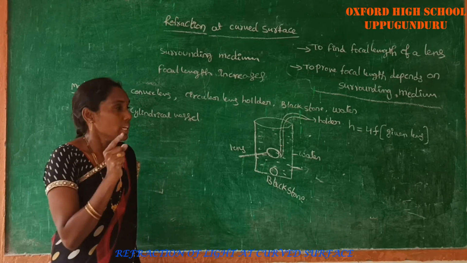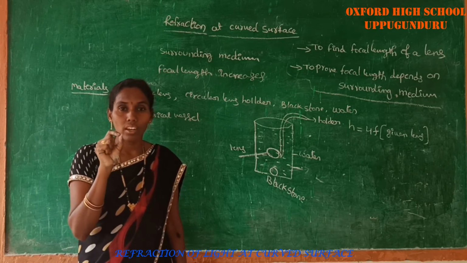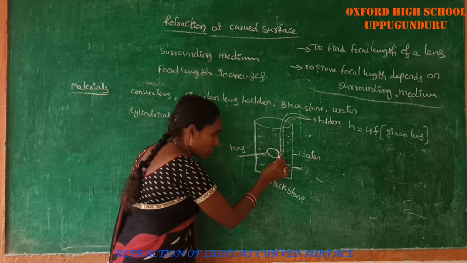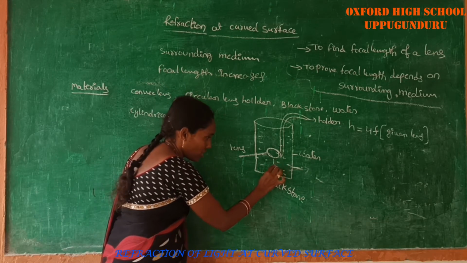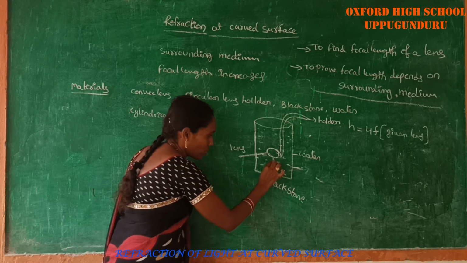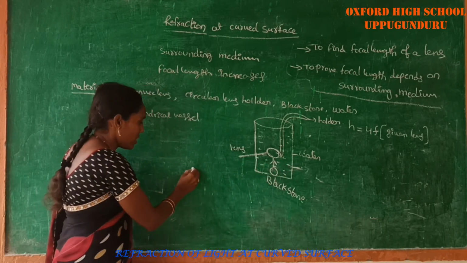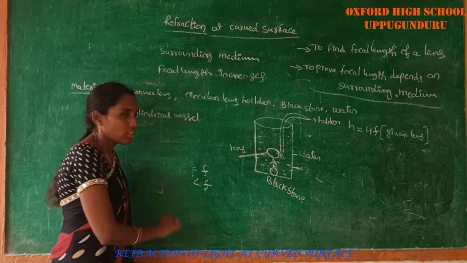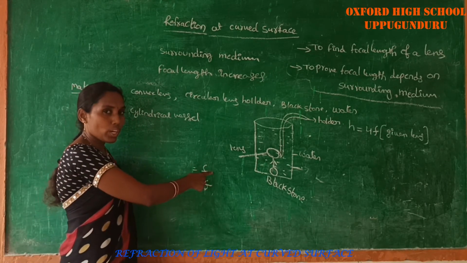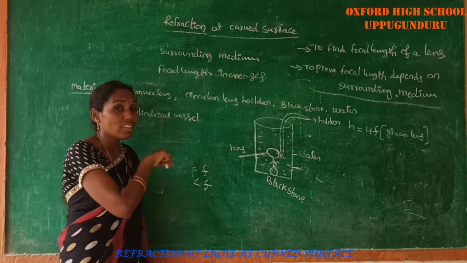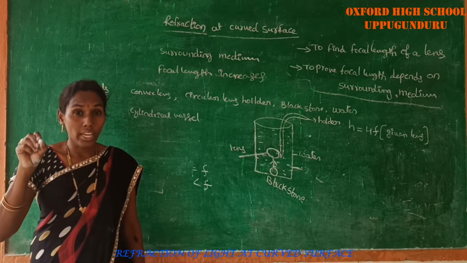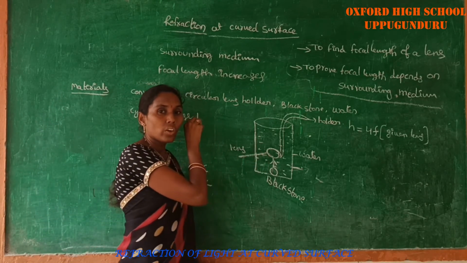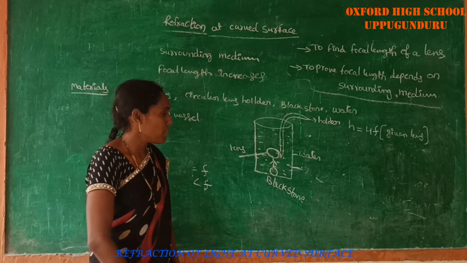Now listen carefully. In the first case, the height of the cylindrical vessel is greater than the focal length of the lens. After that, set the distance between the lens and the black stone. The distance between these two is always equal to or less than the focal length of the lens. Then only we can clearly observe the image of the stone through this lens.